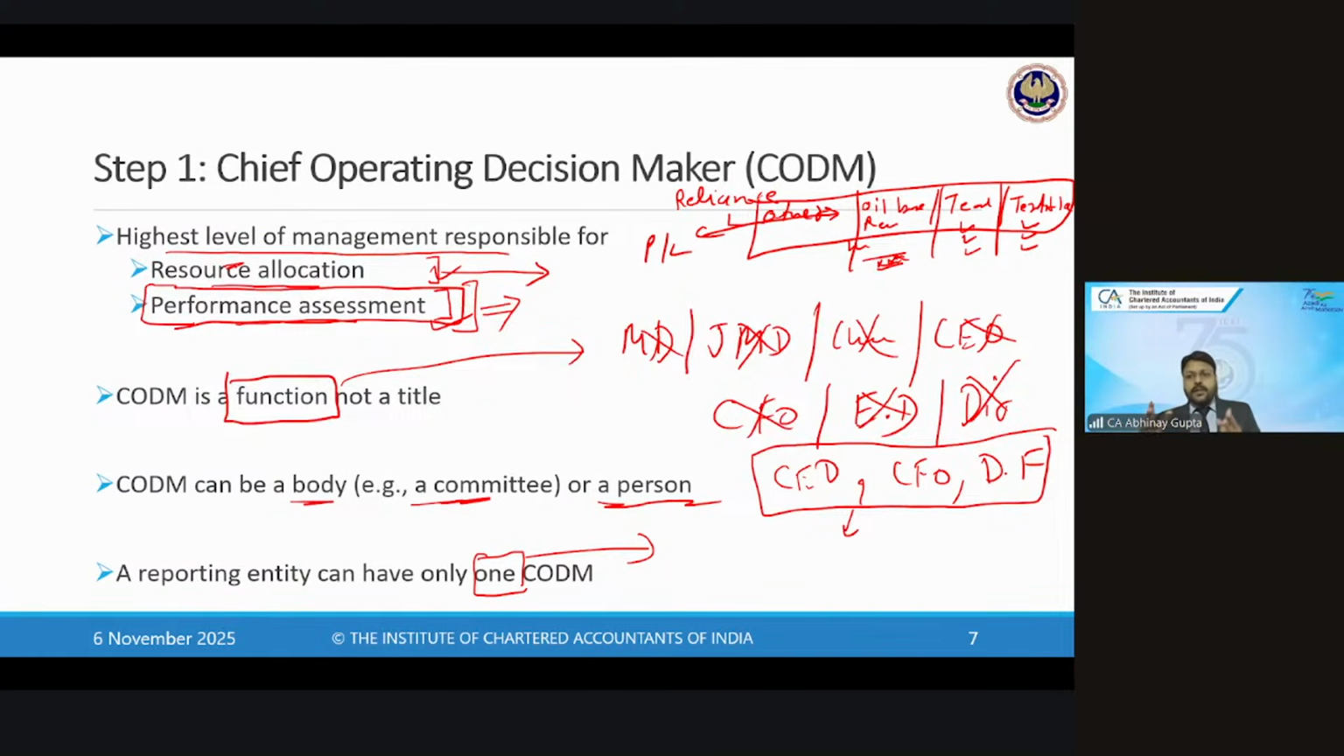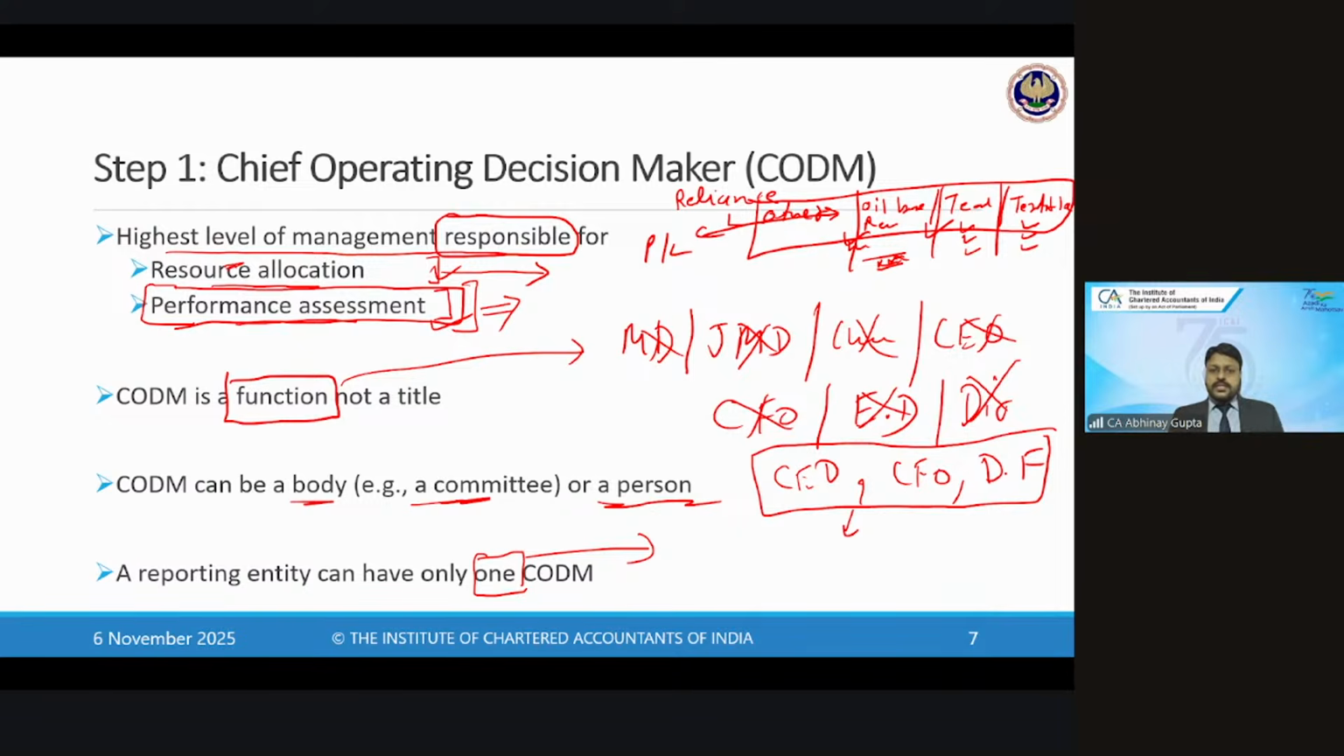Now, among these three segments, I mentioned that management is only allocating resources for these two, and they are not allocating any resources for the third one. Then, does that impact the identification of operating segment? No. So the standard doesn't say that resources need to be allocated. It says management is responsible for resource allocation, right? So there shouldn't be any confusion that unless and until the resources are allocated, that segment is not an operating segment. No, whether allocation is happening or not doesn't matter.